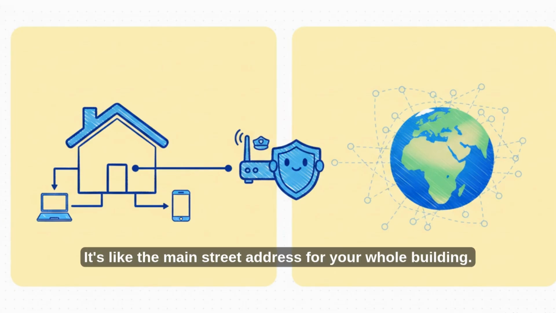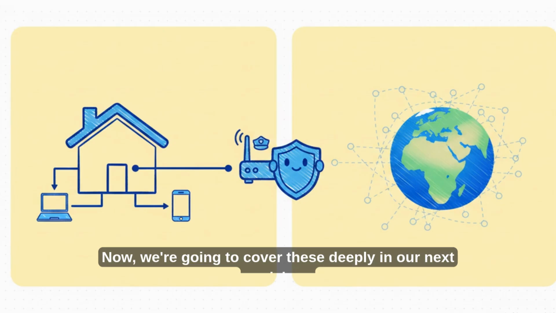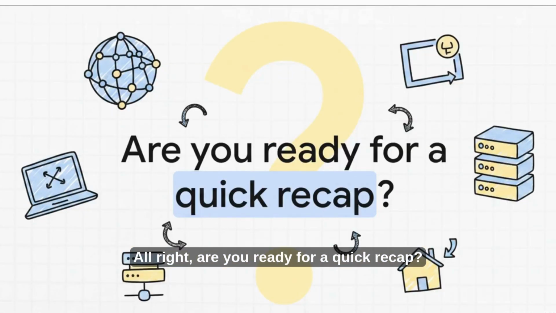It's like the main street address for your whole building. Your router basically acts as a friendly security guard, translating between the two. Now, we're going to cover these deeply in our next explainer. All right, are you ready for a quick recap?